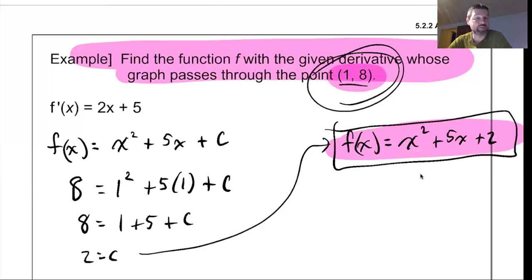The antiderivative in general, all possible antiderivatives, are represented by that equation. But this particular antiderivative is the only one, right? That particular one there is the only one that goes through the point 1, 8.